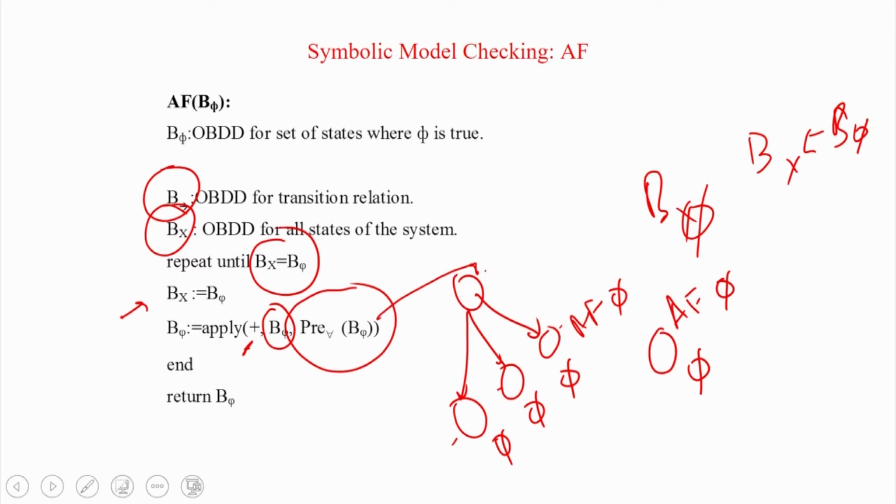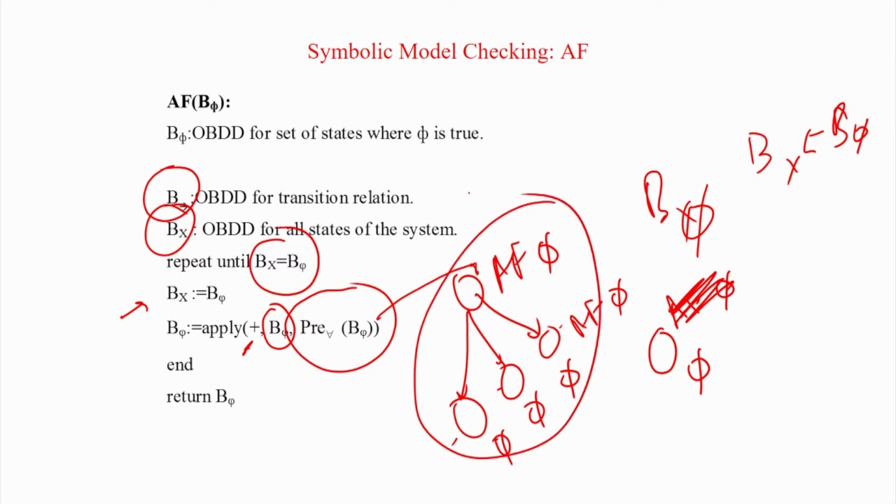So here also, B of phi means A of phi has to be true. You take all states where phi is equal to true, and all such cases where in the next state phi is equal to true for all edges, and you take the union of these and apply this one.